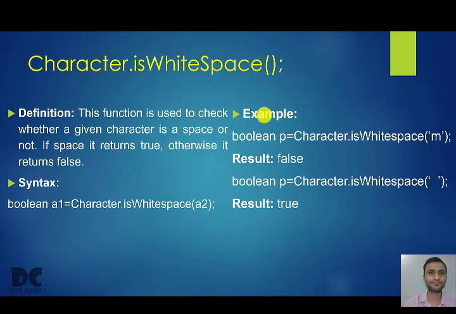Next we have character is white space. Here white space means nothing but space. So if there is a space, it will give you true, or else it will give you false. For example, you are checking if M is a white space. White space means nothing but it is space only. So you are getting false. Here we are checking if space is present. Therefore you got the answer as true.